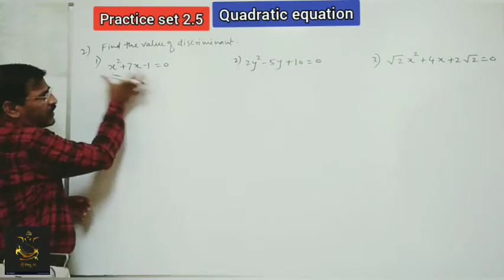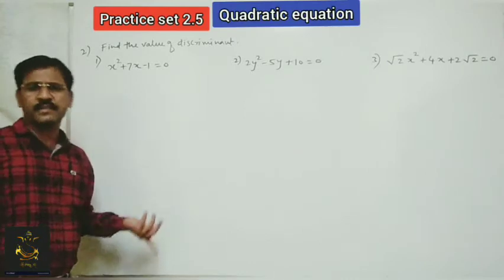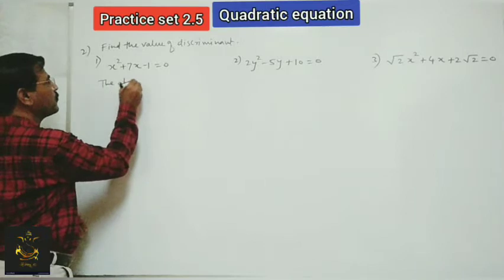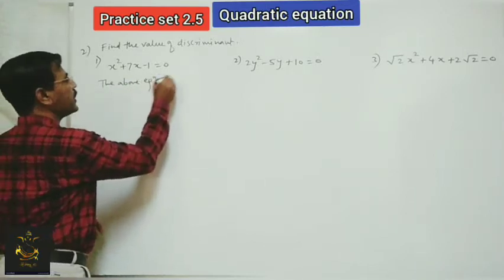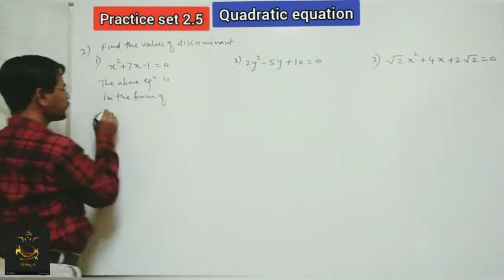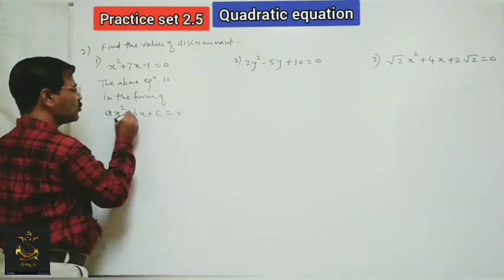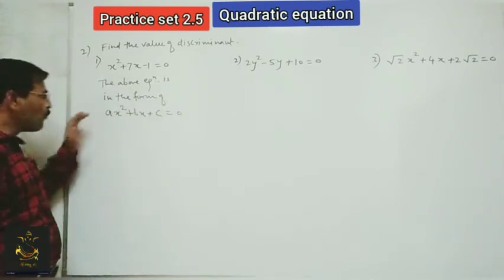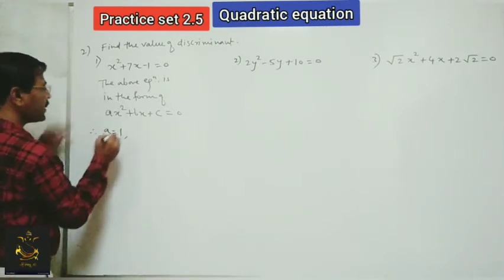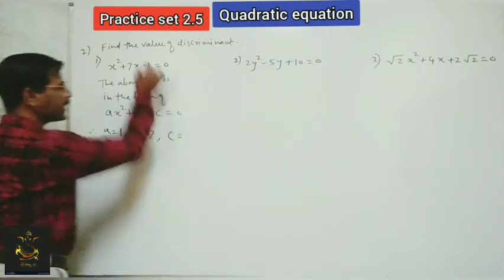First, tell me whether this equation is in standard form or not. Yes, this is in standard form. So look here, the above equation is in the form of ax square plus bx plus c equal to 0. From this information, we can compare a as 1 here, b as 7, and what about c?